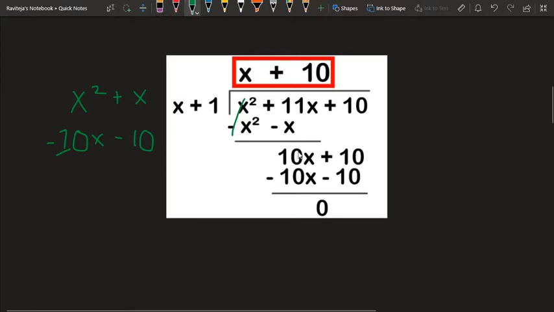And as you can see, we have a positive 10x right here. So if we make this a negative 10x, these two would cancel. And in addition, these two cancel as well, our positive 10 and our negative 10. So that gives us a remainder of 0 actually. And over here, we have our answer, our quotient.